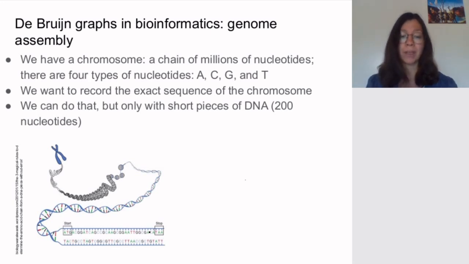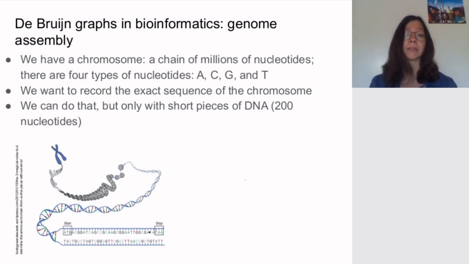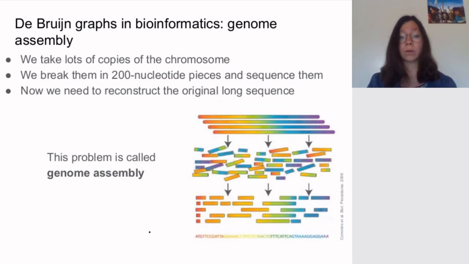So, to introduce a problem, we have a chromosome. A chromosome is a chain of millions and millions of nucleotides that are arranged in a linear fashion. And as you probably remember, there are 4 types of nucleotides: As, Cs, Gs, and Ts. We want to record the exact sequence of these nucleotides on the chromosome, and we can do that, but we can only do this sequencing procedure with short pieces of DNA, about 200 nucleotides long. So what do we do? We take lots of copies of the chromosome, we break each of them into short 200 nucleotide pieces, and we sequence them.